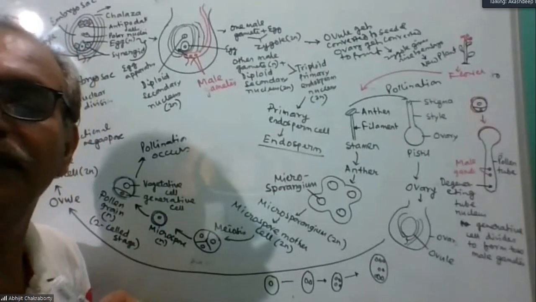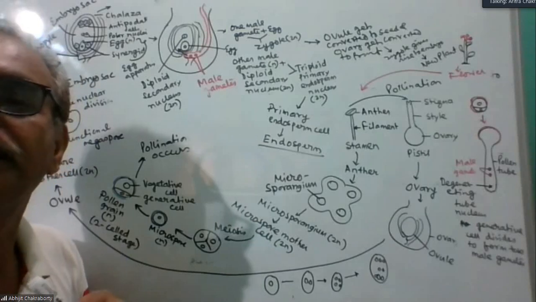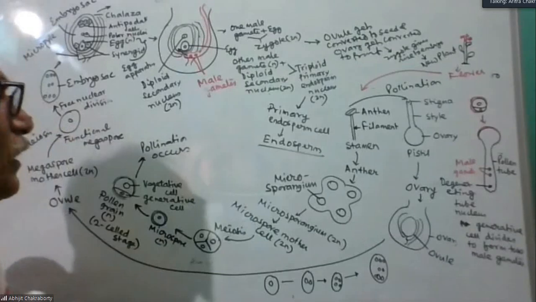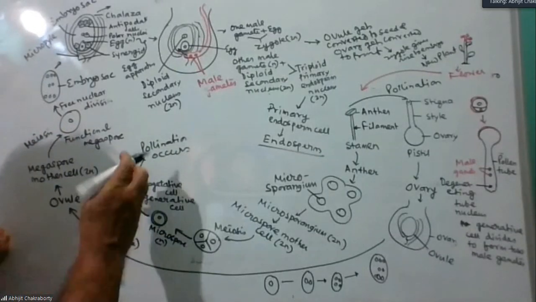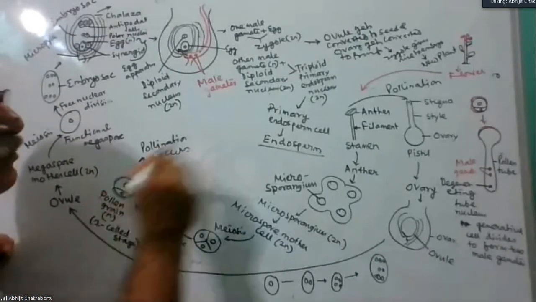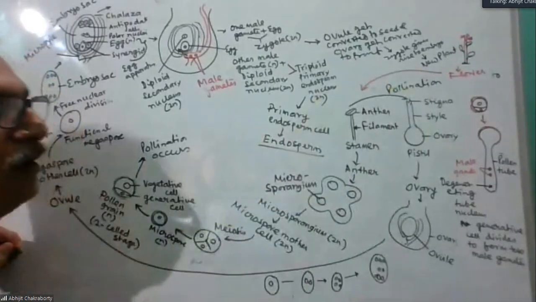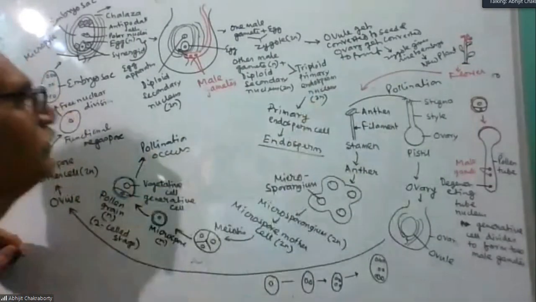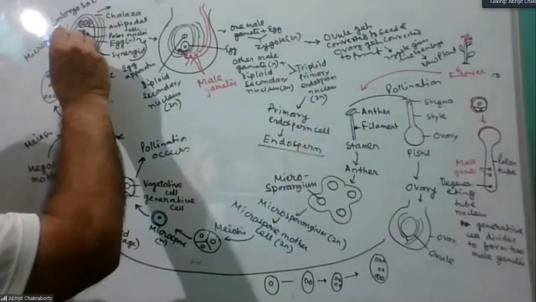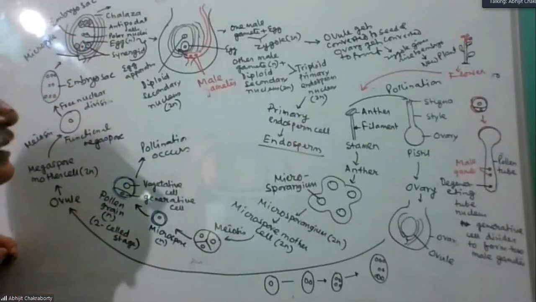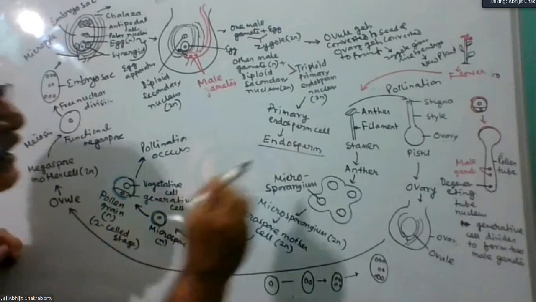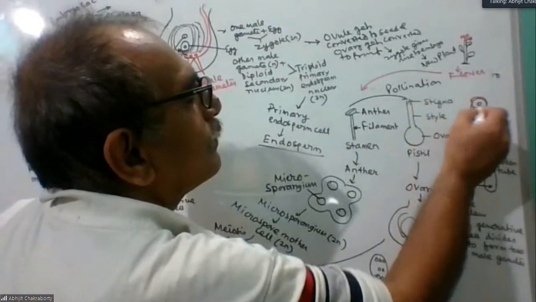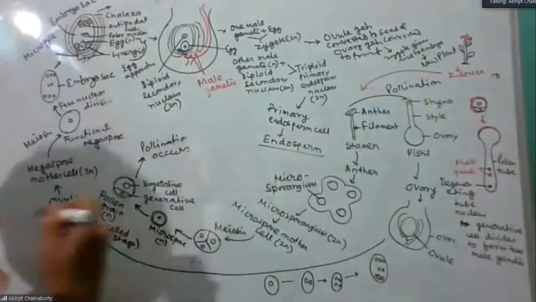After pollination, what is the next step? Pollination means the pollen grains have to be shifted to the stigma. From the anther, pollen grains are liberated and shifted to the stigma. In the meantime, female gametophytic development is completed. After reaching the stigma, what will happen? The pollen grain absorbs stigmatic fluid.